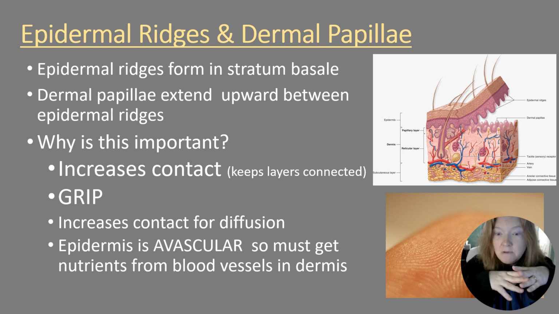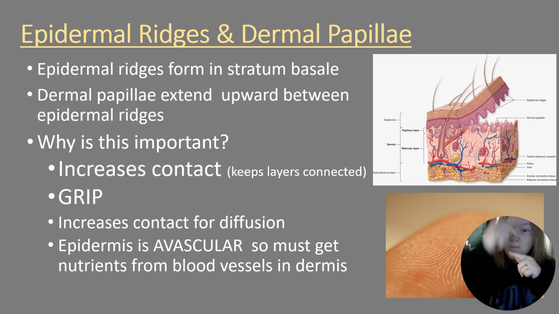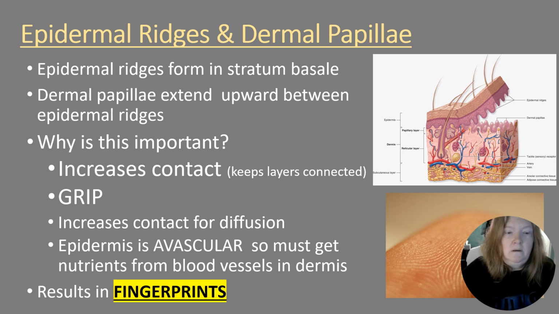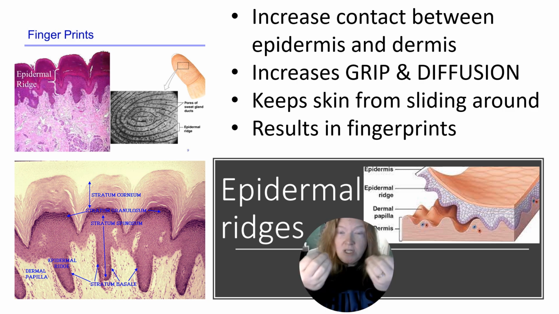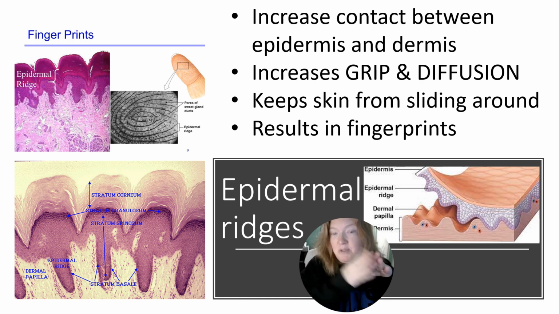It increases contact for diffusion as well, because remember the epidermis is avascular. So having the dermis push up into those areas provides more surface for diffusion to happen. It results in fingerprints. Those ridges are what our fingerprints are. So what do the fingerprints do? Well, the epidermal ridges, again, increase contact between the epidermis and the dermis. It increases grip and diffusion. So it keeps your skin from sliding around, and it results in fingerprints.